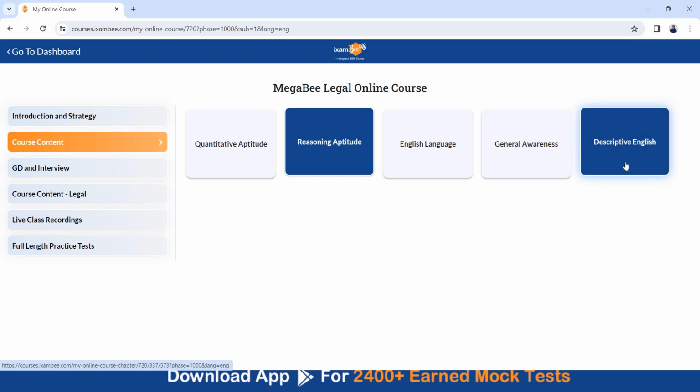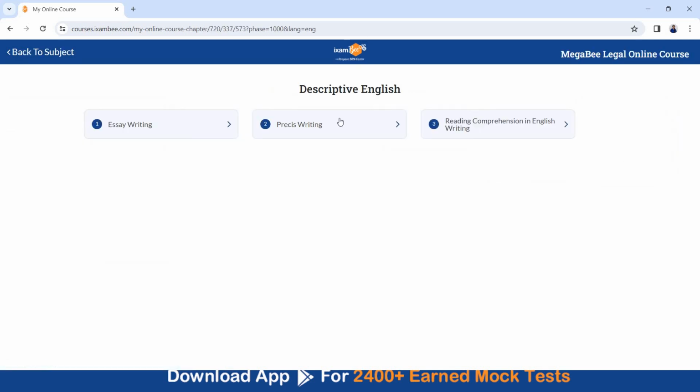And here is descriptive English. Descriptive English is for mains. In a lot of exams, descriptive English is there. You can practice descriptive English on your own, at least for precis and comprehension. When you are reading the editorial in a newspaper, try writing it in your own words. Once you have gone through the editorial, write it down in your own words in 100 to 150 words, and in this way you will have good precis practice.